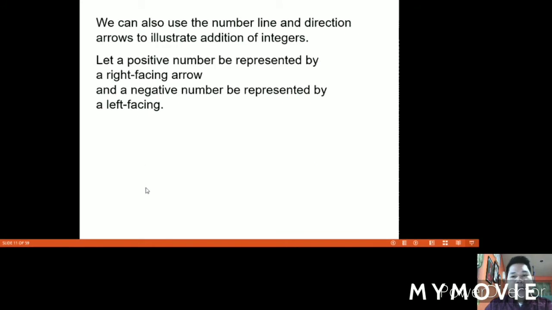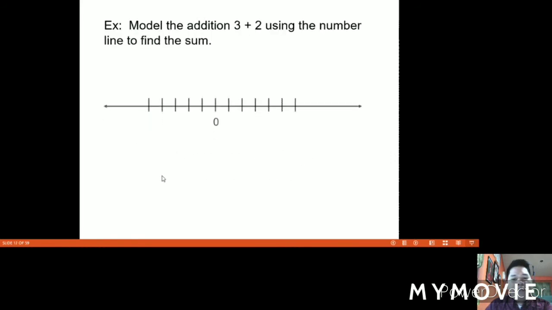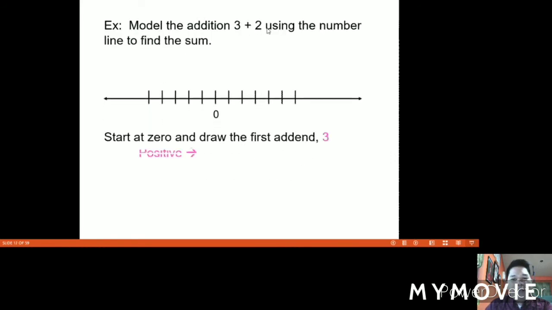We can also use the number line and direction arrows to illustrate addition of integers. Let a positive number be represented by a right facing arrow, and a negative number represented by a left facing arrow. So we have positive going to the right, negative going to the left. Model the addition 3 plus 2 using the number line to find the sum.